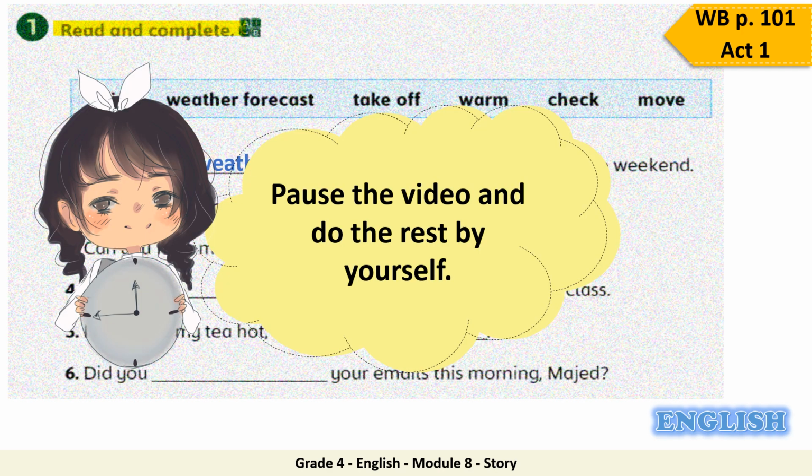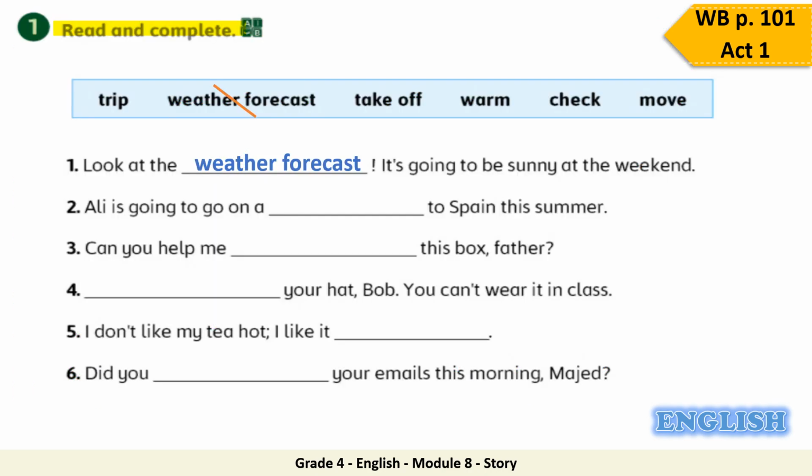Now it's your turn. So pause the video and do the rest by yourself. And once you're done, play the video again to check your answers. Welcome back. Let's check your answers. Number 2. Ali is going to go on a trip to Spain this summer. What do you think? Excellent.